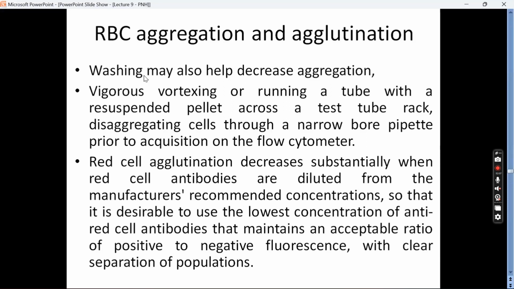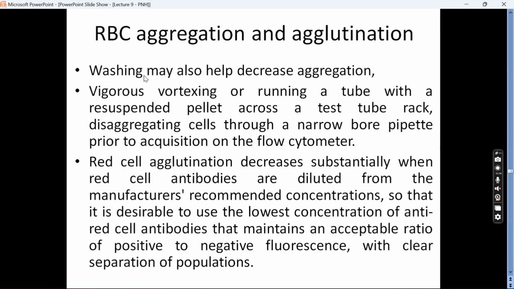Okay, the aggregation may get decreased. Similarly, you vortex it. Vigorous vortexing or running the tube across a test tube rack just to give some vibration can disaggregate the cells. Okay, you know the dictum of flow cytometry, the first class. To have a good flow cytometry assay, one cell should pass through the laser beam at a given point of time. When the RBCs aggregate, what happens?